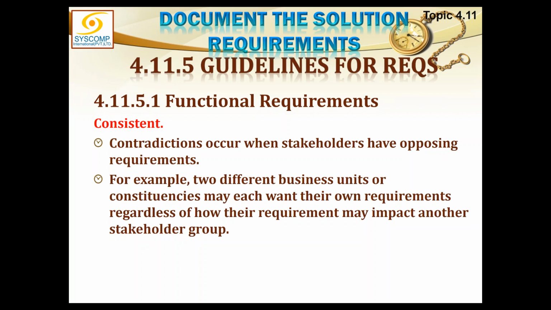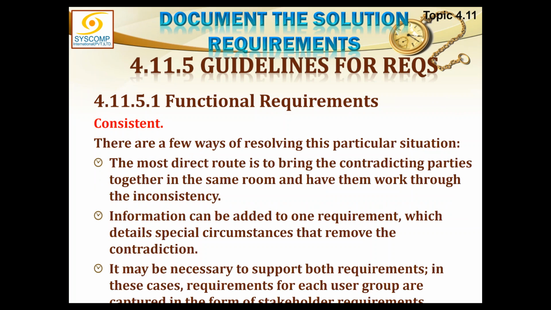Contradictions occur when stakeholders have opposing requirements. For example, two different business units or constituencies may each want their own requirements regardless of how their requirements may impact another stakeholder. A stakeholder himself will not care about other stakeholders. This is the business analyst who will bring it to the same level and the same language. There are a few ways of resolving this particular situation. The most direct route is to bring the contradicting parties together in the same room and have them work through the inconsistency and come up with one consistent definition.